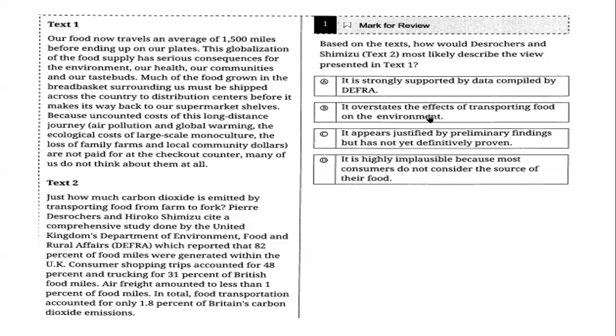But B also says it overstates. Why overstating, dear? The effects of transporting food on the environment? No, they are basically saying that there is no such thing as affecting the environment. See how they finally concluded: in total, food transportation accounted for only 1.8% of Britain's carbon dioxide emissions. In fact, it's good news. This is not talking about the effects at all. They're disclosing important information that we don't need to worry about global warming and all that, because it is hardly causing any damage. That's what they're trying to make us understand from text 2. Am I clear? No overstating.